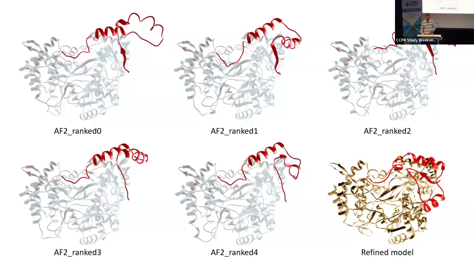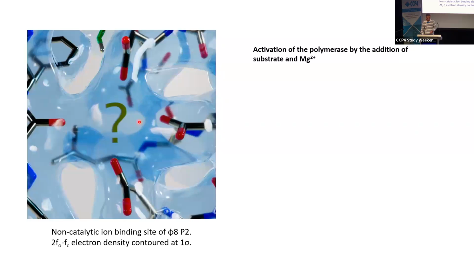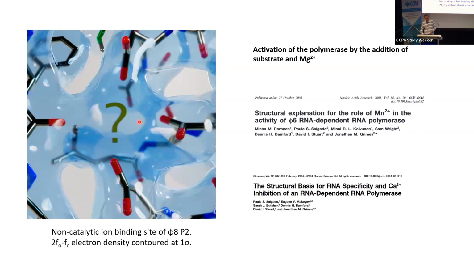Going a bit more into this, looking at the electron density map, we see a nice density here, and that's a polymerase. So we know that you would expect some magnesium or divalent cation to be bound. The question is, what is there actually? It's known that magnesium is necessary for the enzyme, but if you look at similar enzymes, they also need manganese. They can bind manganese, and they can also bind calcium. So which one of these should we model there?